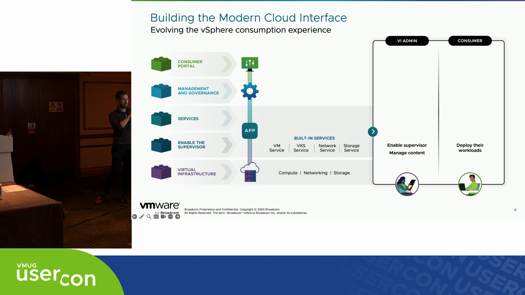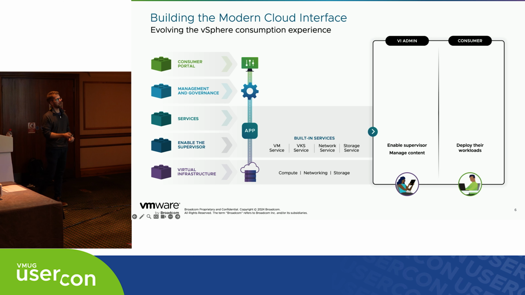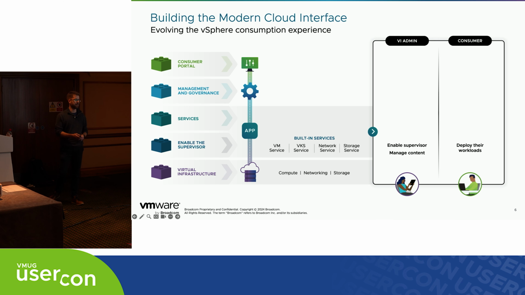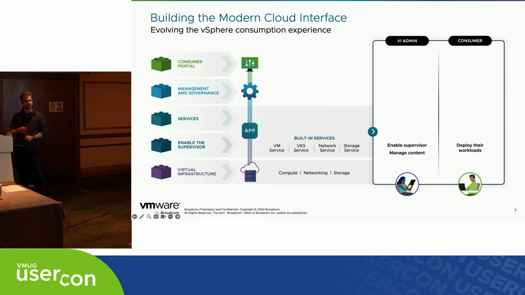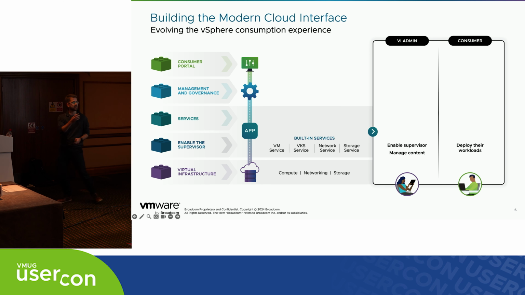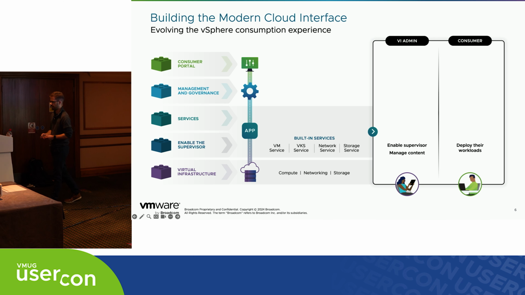If we start off with a fresh VCF environment, which we'll come to in the demo, our VI admin has configured that VCF platform to suit their business requirements, and they've gone in and enabled the vSphere supervisor on top of that. This has created a few different services. So the VM service to allow our developers to go in and declaratively create VMs, the VKS Kubernetes service, which we'll focus on today, the network service and the storage service to help them consume those resources out of VCF.